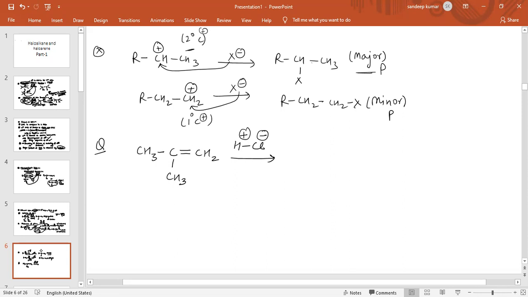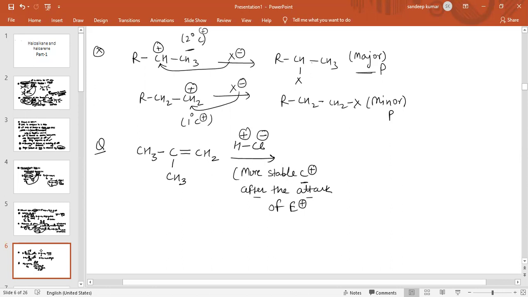So we will look for a more stable carbocation after the attack of electrophile. So basically we are looking for the formation of a more stable carbocation after attack of electrophile.